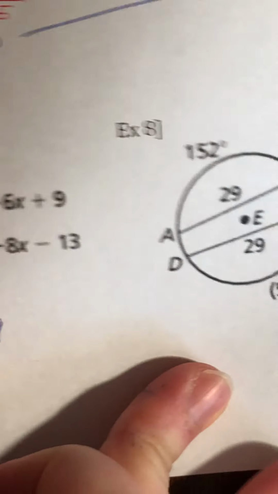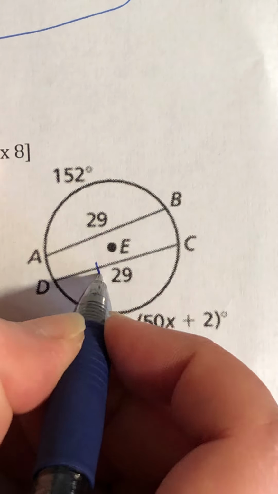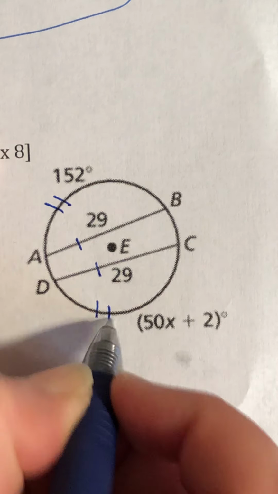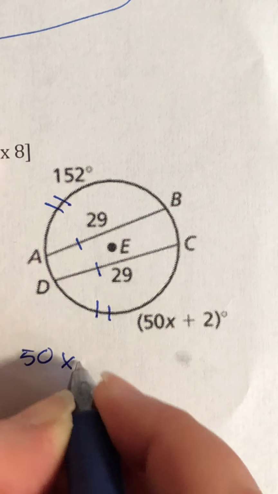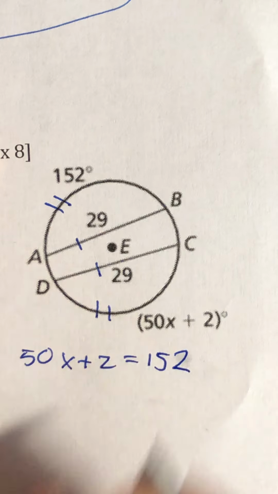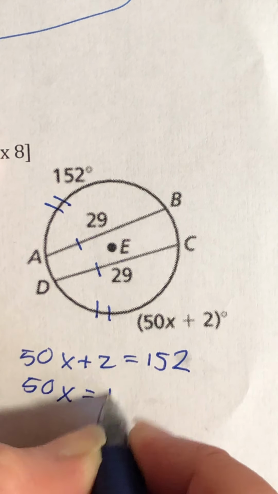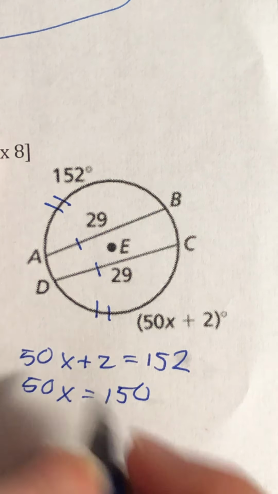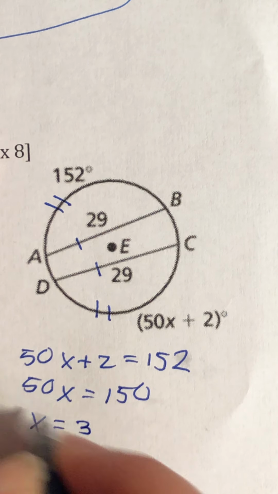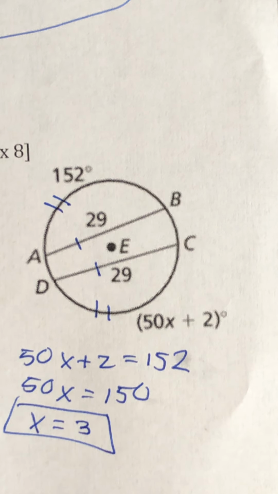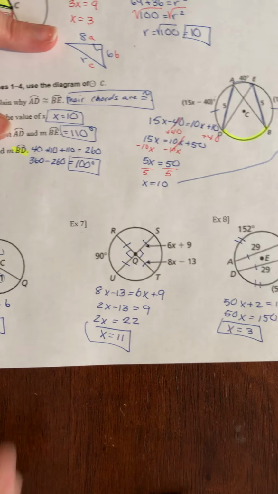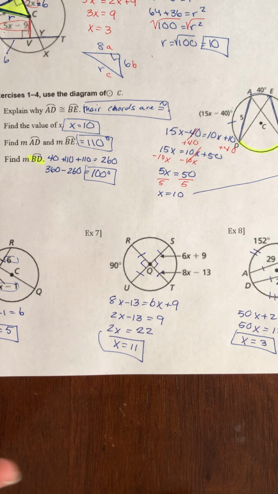And this last one, solve for x. The chords are congruent, so their arcs are going to be congruent. So once again, I can set those equal to each other. Subtract 2 from both sides, you get 150. Divide by 50, you get 3. So that is using those theorems. It's all about knowing what's congruent to the other.